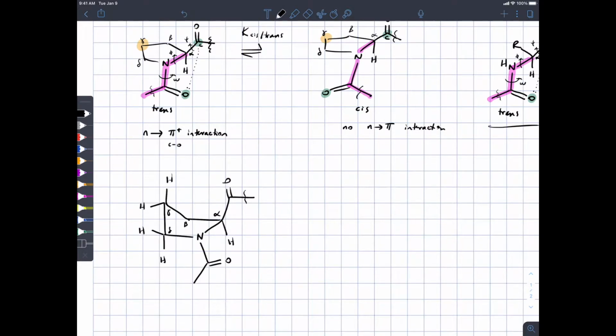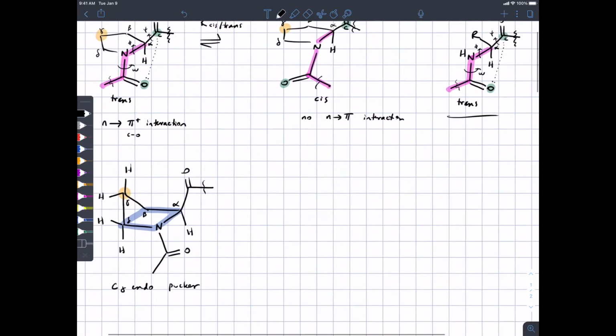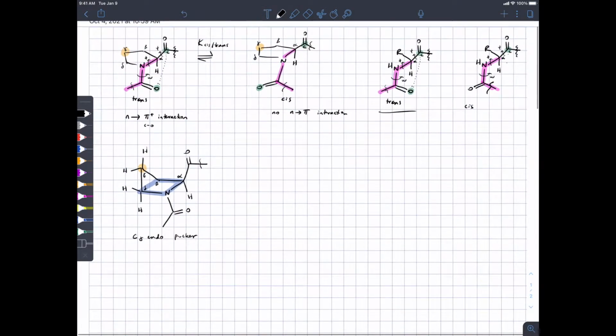This is called having the gamma carbon at this point sort of above the 4 atoms here. If you think of that being sort of a plane, and this is the envelope that's puckering up above the plane, we call this the C gamma endo pucker. And the alternative is the C gamma exo pucker, which looks something like this.